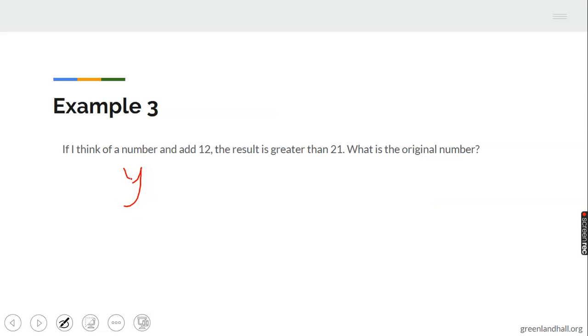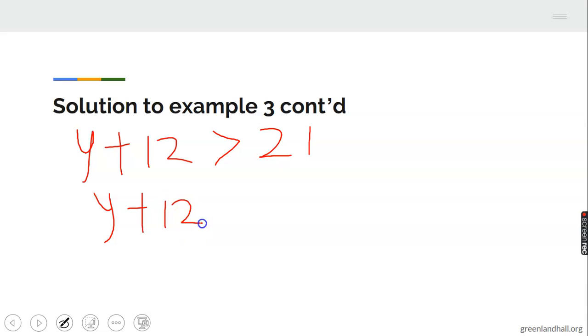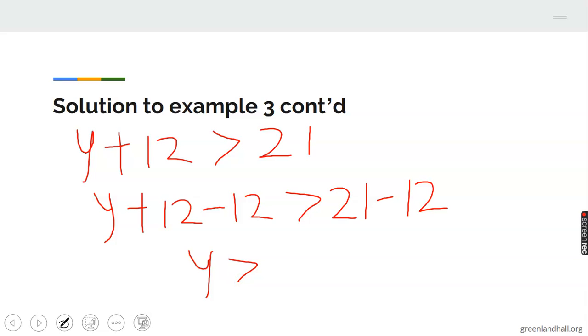Then you now add 12 to that number, and the result is greater than 21. Very simple. So you're looking for y. So that means y plus 12 greater than 21. So subtract 12 from both sides. We have 21 minus 12. That means y is greater than 9. That is the answer. Okay?